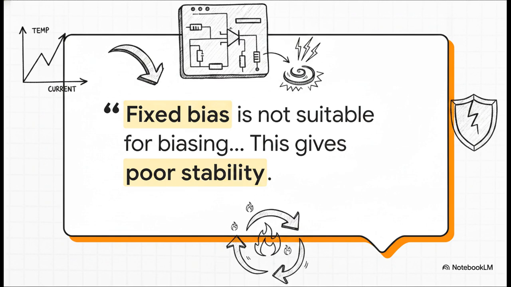An S value over 100 means that any slight increase in temperature will cause the current to spike, which increases the temperature even further, which spikes the current again. It's a vicious cycle. Thermal runaway is virtually guaranteed. And this leads the author of our notes to the definitive, underlined conclusion: fixed bias is not suitable for biasing this. This gives poor stability. The perfect math essentially created a totally unstable reality.